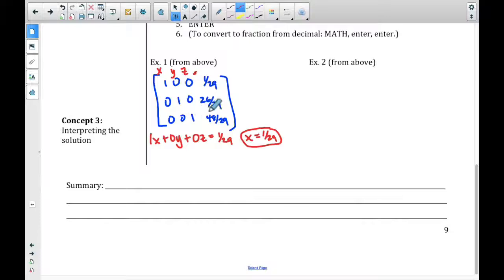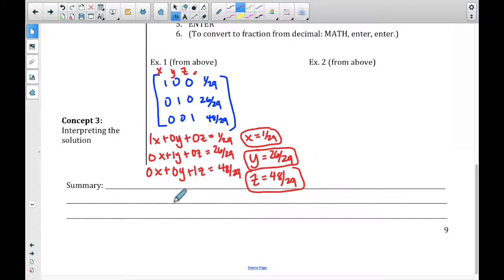We could do the same thing for the next row. Okay, we get 0x plus 1y plus 0z is equal to 26/29. Or in other words, the 0x and the 0z drop off, and we get y equals 26/29. Okay, so for our last one, we have 0x plus 0y plus 1z is equal to 48/29, or in other words, z equals 48/29.